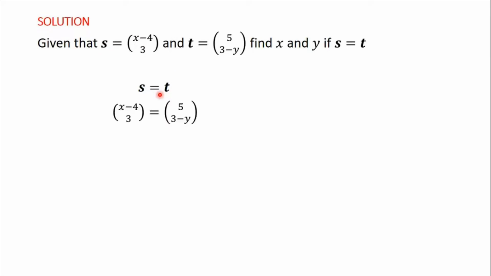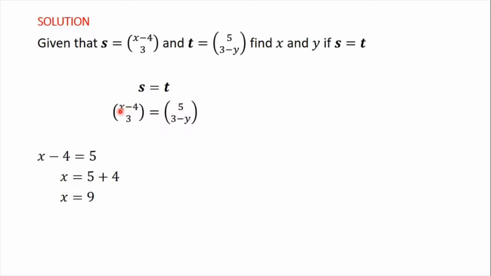Now, because vector s is equal to vector t, we can say that (x minus 4, 3) is equal to (5, 3 minus y), because this is vector s and this is vector t. We have learned that if two vectors are equal, then the x component of one is equal to the x component of the other.